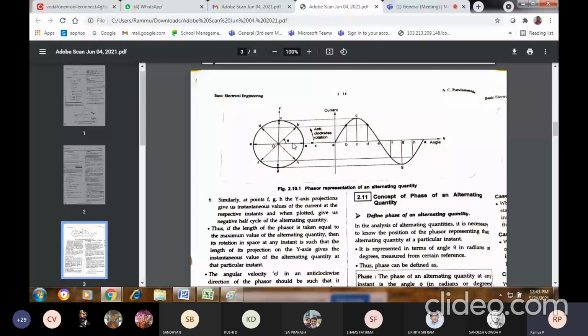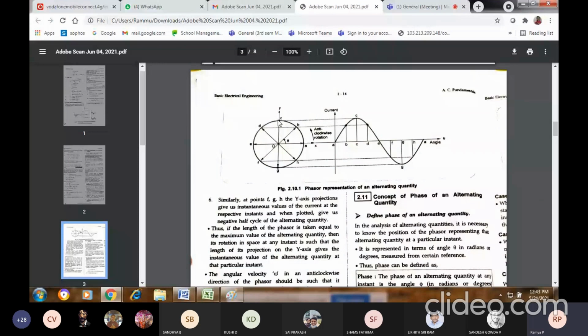Now at instant B, what is the current here? I will project this, and I'm going to get one particular point here. My angle of rotation always takes place in the anti-clockwise direction. As the sine wave increases gradually and goes to maximum, similarly the phasor also goes in this direction and reaches the maximum value.